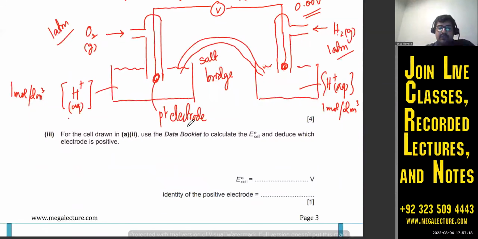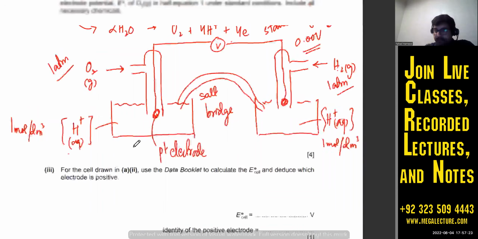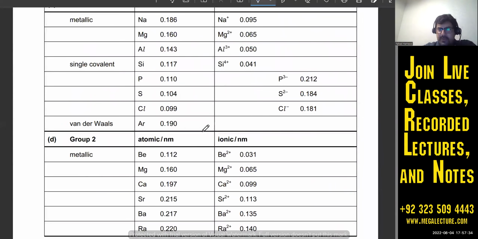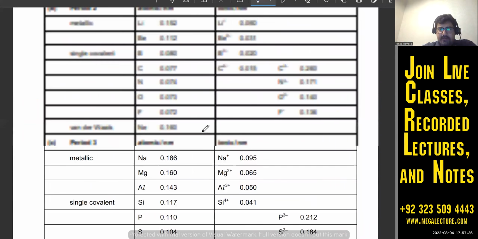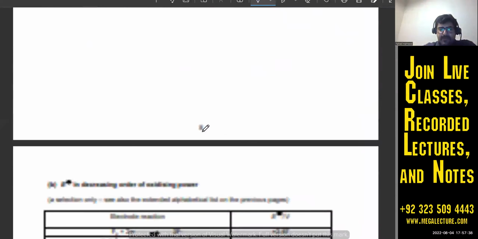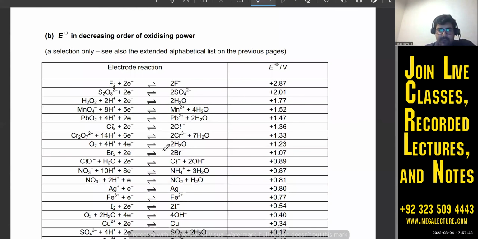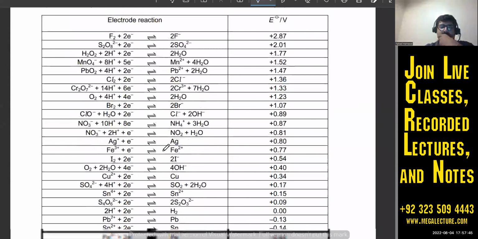And for the cell, use the data booklet to calculate the E naught cell and deduce which electrode is the positive one. Now, the hydrogen electrode I know is the 0 volt. I'm going to open the data booklet. The equation is water and oxygen and H+, right? So let's open the data booklet. Copy equations. So water, oxygen and H+. Do we have water, oxygen and H+? I think.